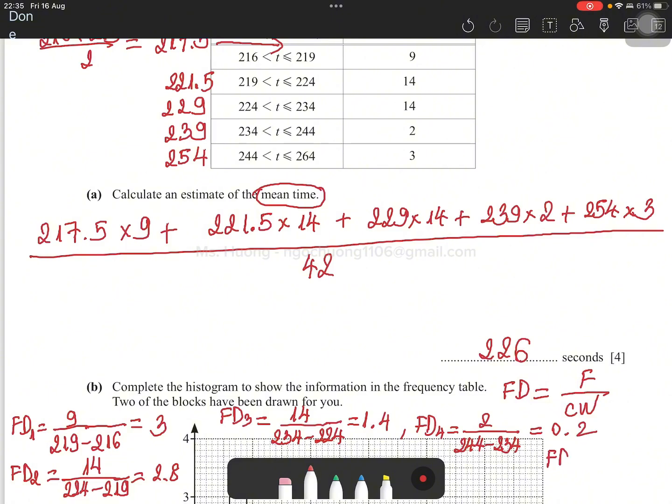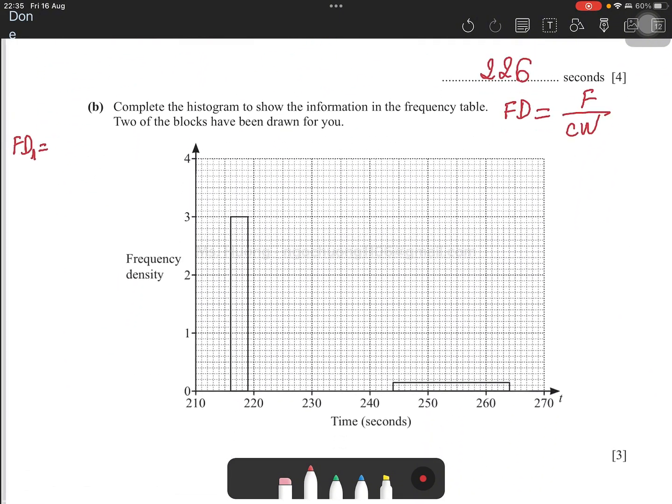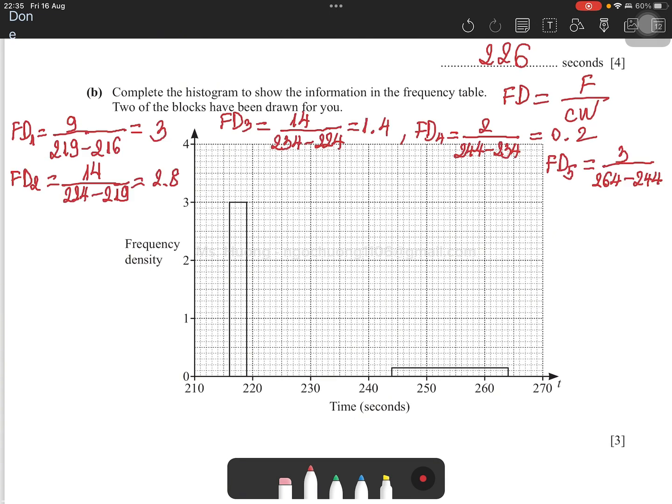Finally, for the fifth frequency density, it is 3 divided by 264 minus 244. So this is 3 divided by 20, and 3 divided by 20 is 0.15. The 2 blocks have been drawn for you. Those 2 blocks are 3 and 0.15.